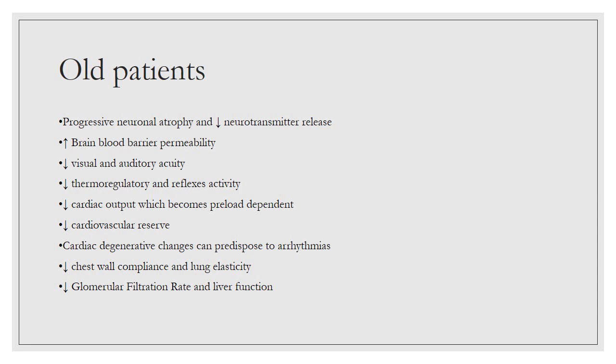Some of our older patients cannot see or hear, and their thermoregulatory reflex is reduced. The cardiac output of older patients is lower. They may have cardiac degenerative changes, and their chest wall compliance is reduced. We normally put our older patients on a ventilator during surgery because of this. The GFR and liver function are reduced too, so when we use renally toxic drugs and liver-metabolized drugs, we need to be cautious.